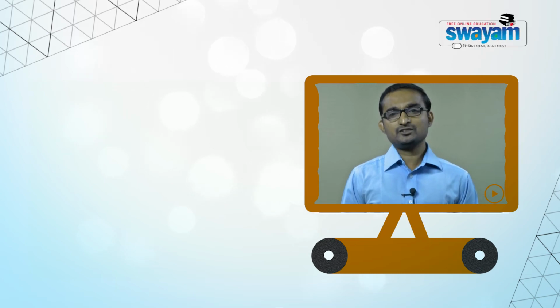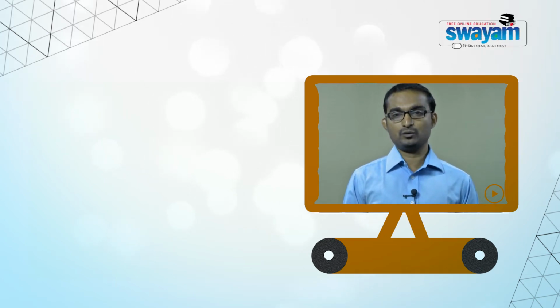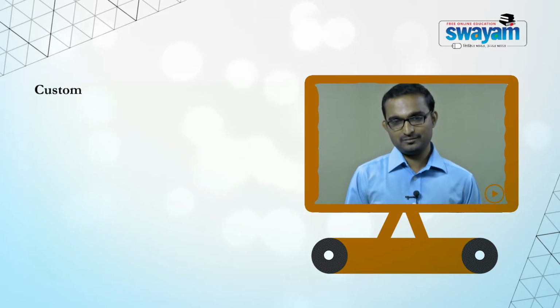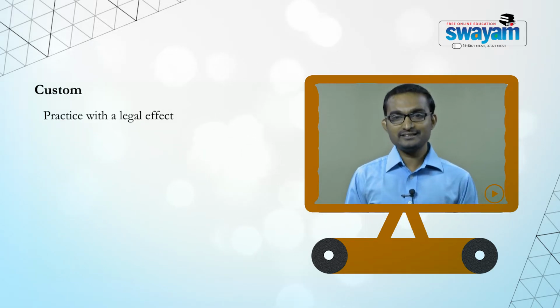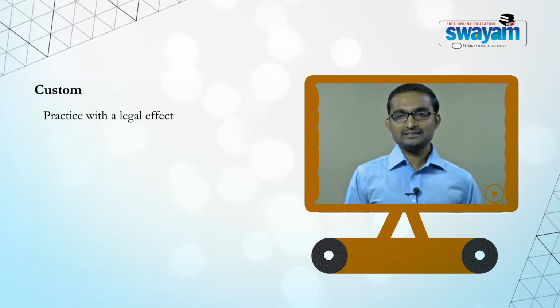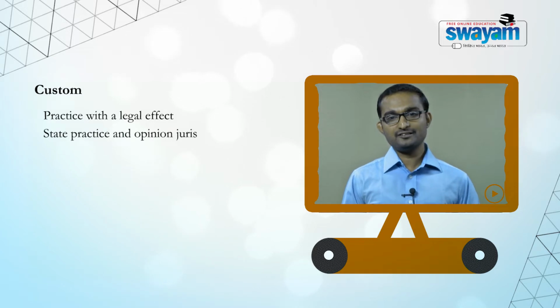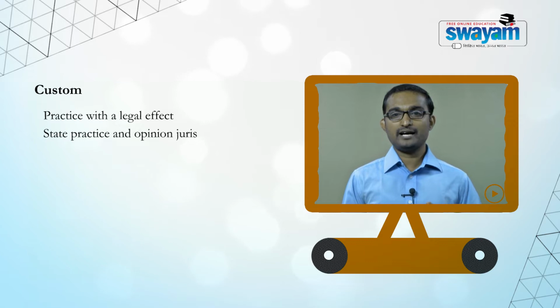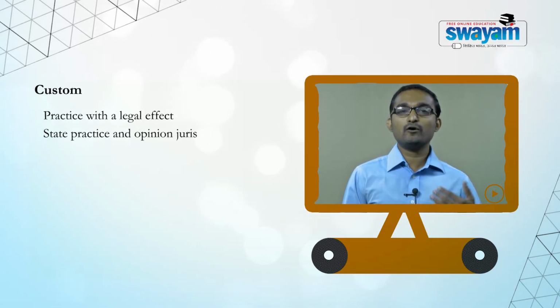The second major source of international environmental law, or rather general international law, is custom. So what is a custom? A custom is a practice which has a legal effect. That means custom is state practice plus that legal effect, which in legal terminology is called opinio juris. It means that the custom is a practice followed by states.